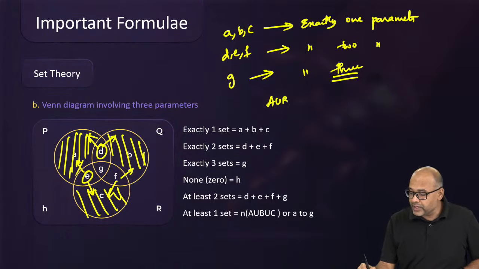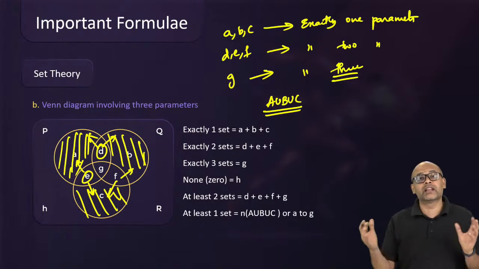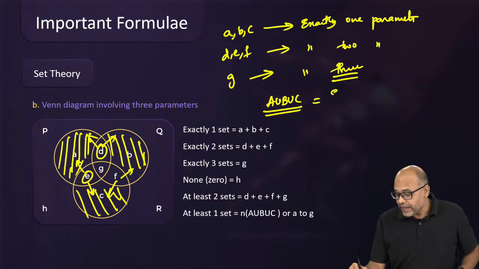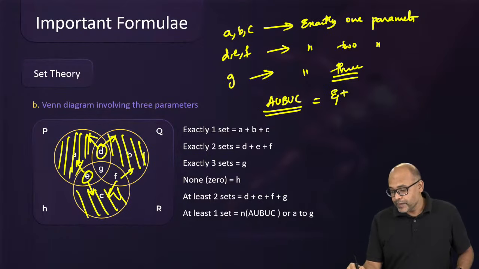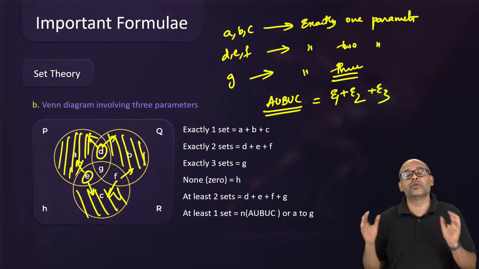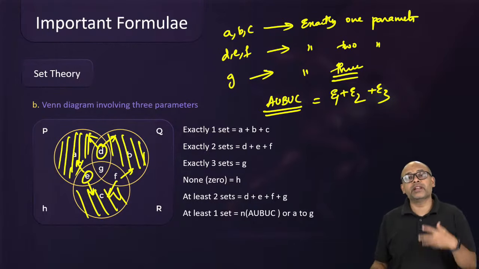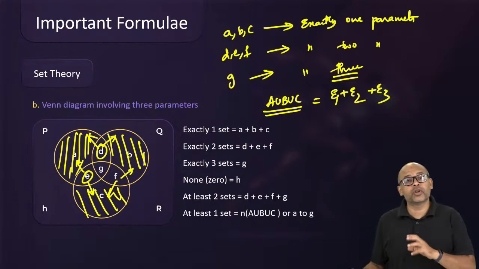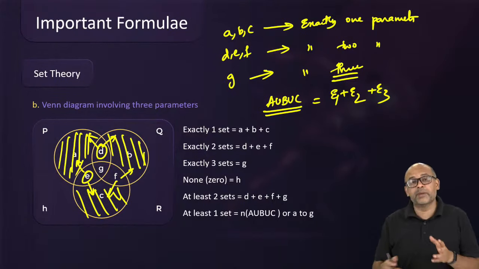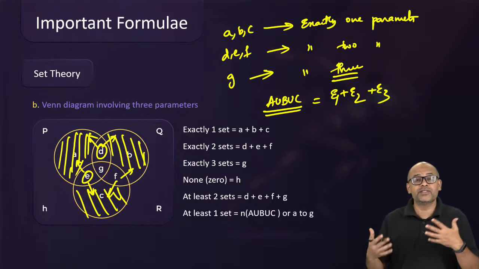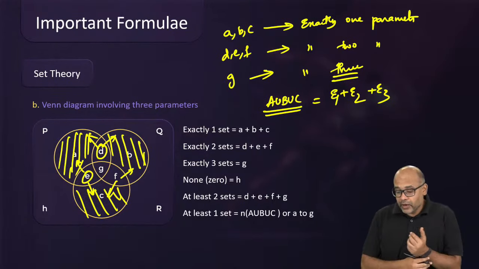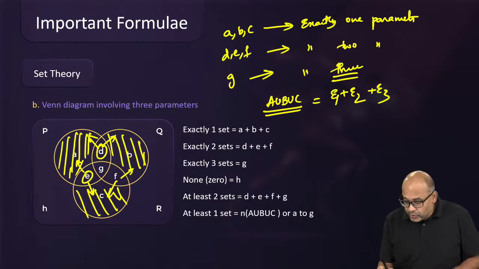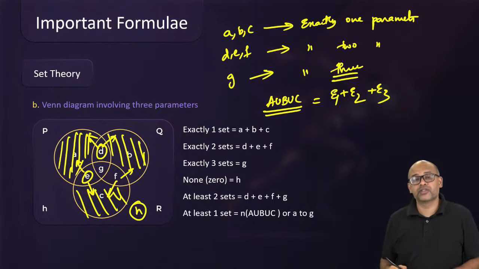So if I want to say A union B union C, which is the entire circle, it is nothing but exactly one parameter, exactly two parameters, and exactly three parameters added together. Exactly one parameter, exactly two parameters, exactly three parameters, all added together, which is nothing but A plus B plus C plus D plus E plus F plus G. Right? Now, based on this, outside is H.